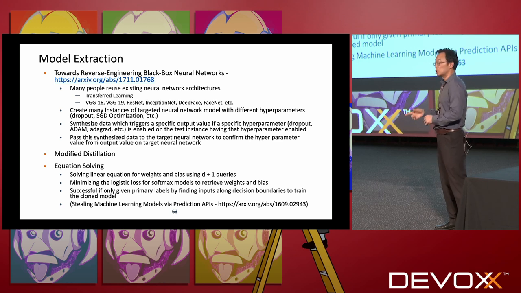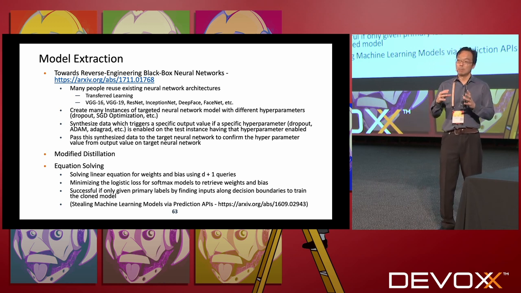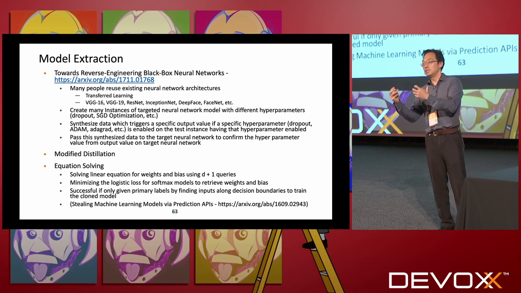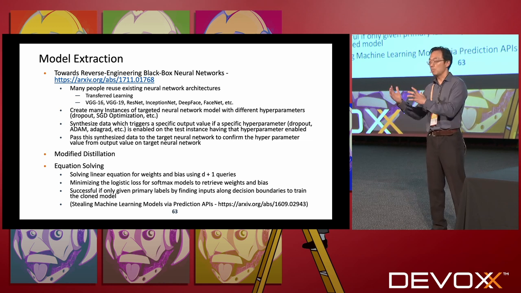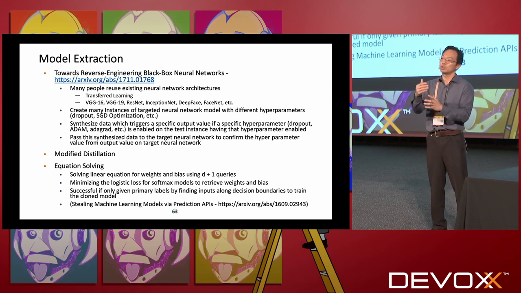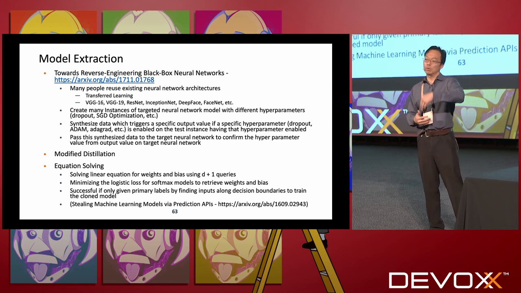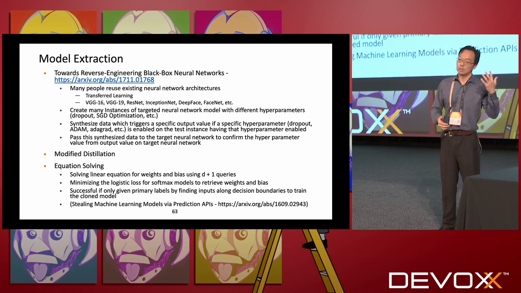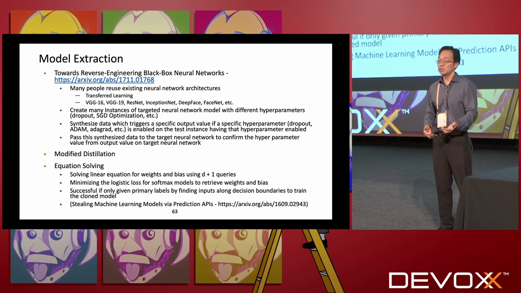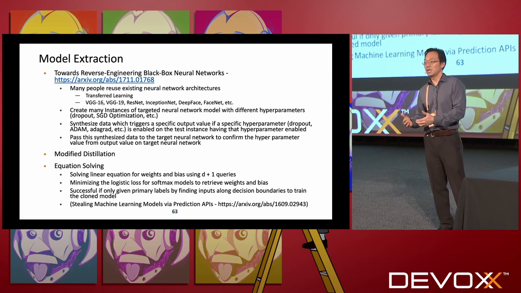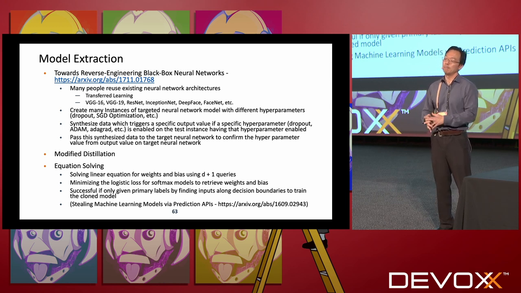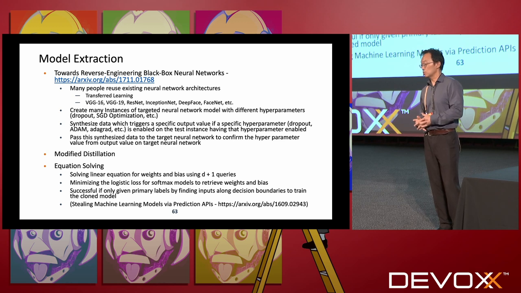But there's another paper that creates surrogate models of the target model and creates data that, when it outputs a certain classification, indicates whether certain features are used, like dropout or RMSprop or a particular optimization technique. So even those can be figured out with enough queries, but they do require a lot of queries. So again, when you're protecting your machine learning models, you want to do what? Rate limit, exactly.